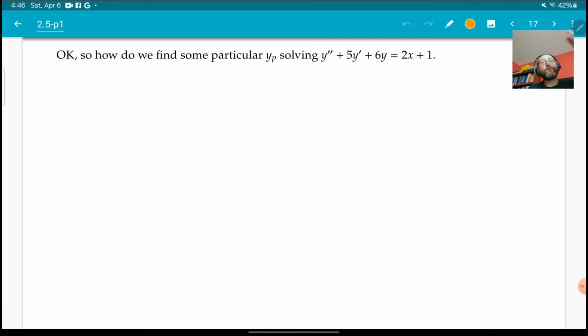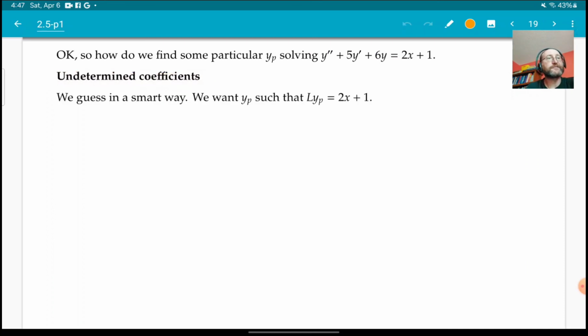All right. Well, okay, that's great. But how do we find some y sub p? If we have this, we have to find some y sub p, some particular solution. So the technique that we're going to describe is called undetermined coefficients, and it's smart guessing. So we want y sub p such that L of y sub p is 2x plus 1.